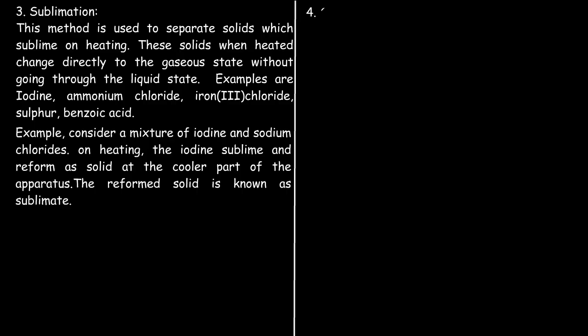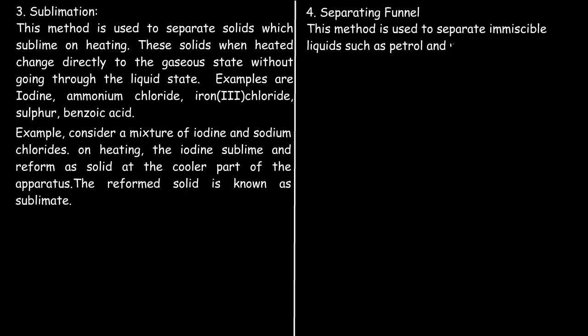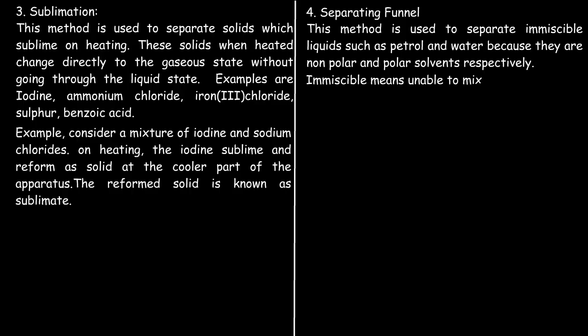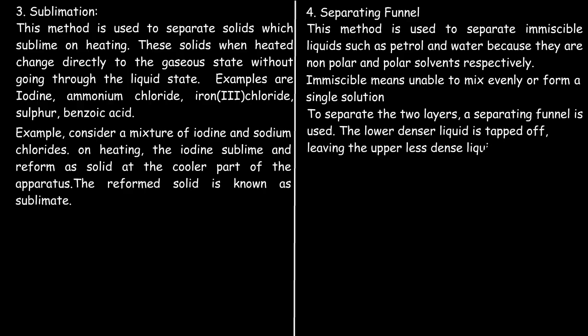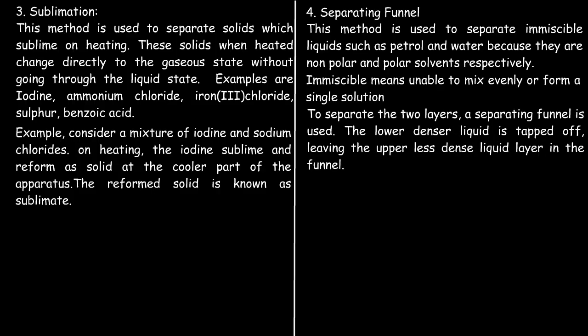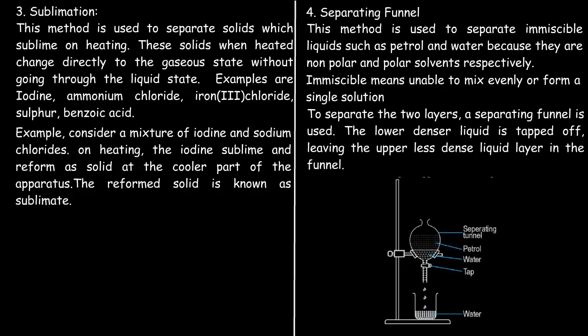Now number four is the separating funnel. This method is used to separate immiscible liquids such as petroleum and water, because they are non-polar and polar solvents respectively. Immiscible in this case means unable to mix evenly or form a single solution. To separate the two layers, a separating funnel is used. The lower denser liquid is tapped off, leaving the upper less dense liquid layer in the funnel. It is done in a setup as shown in the diagram below.